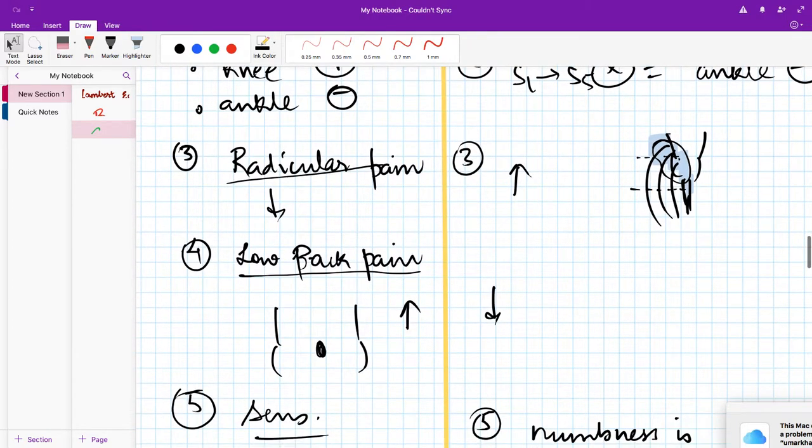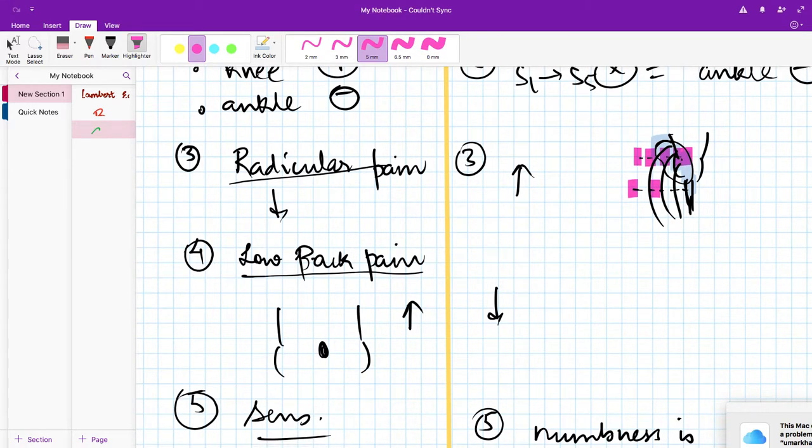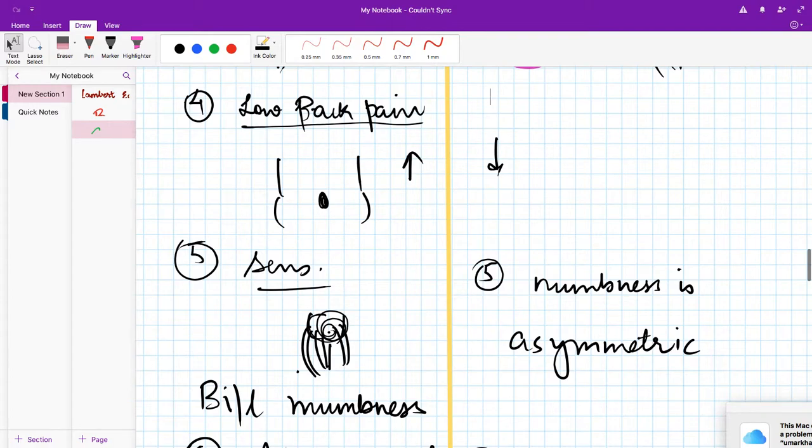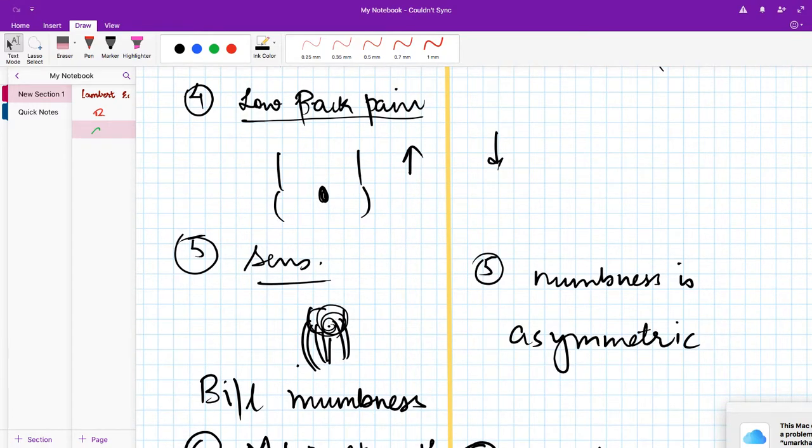Now coming to radicular pain. The name itself tells us it is because of compression of the nerve roots. So here in cauda equina there are more chances of compression of the nerve roots, so the radicular pain will be more. Here the radicular pain will be less in case of conus, because the nerve roots are not there; it is only the sacral segments of the spinal cord.